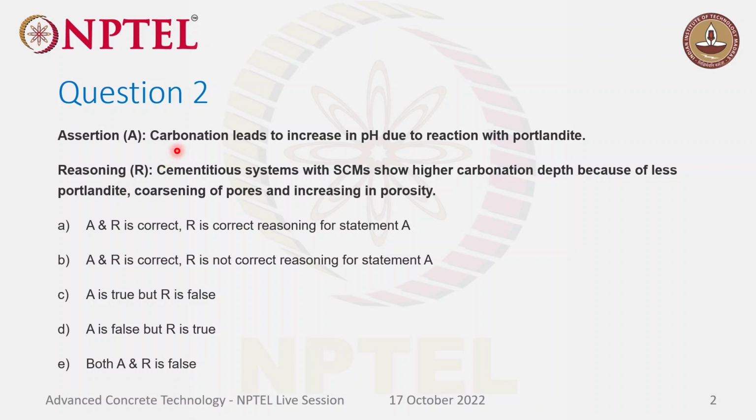So in assertion there will be one statement, and in reasoning there will be another statement which is given as a reasoning for the statement given in the first statement. Assertion is marked as A and reasoning as R. Okay, let me read out the statements.